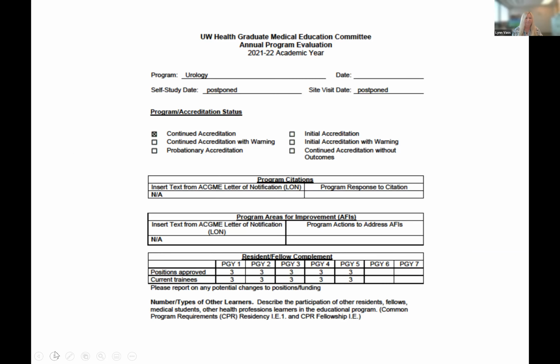On the next slide, this is just the first page of our APE template here at the University of Wisconsin. Like Lynn said, ours is really detailed. I think it's 11 pages when you haven't added all your narratives, so you can imagine what that means once you've added it all.